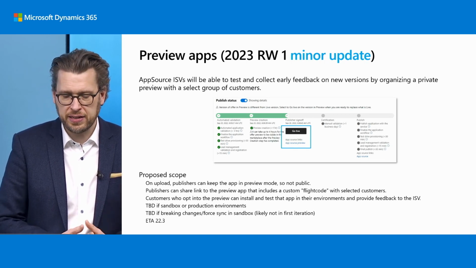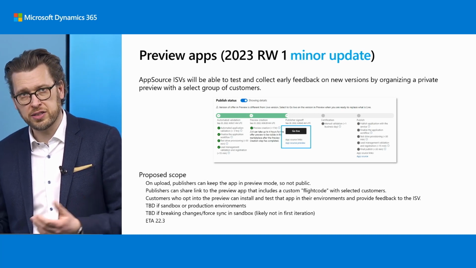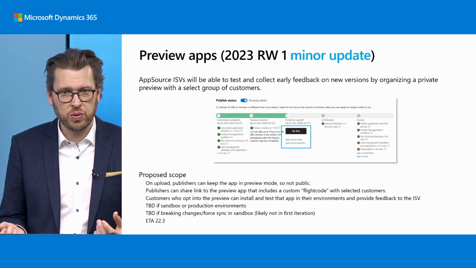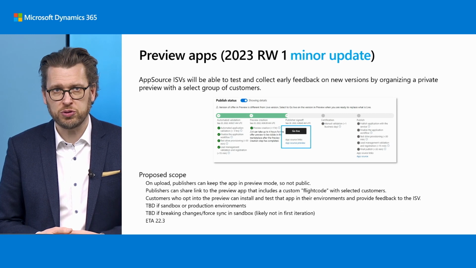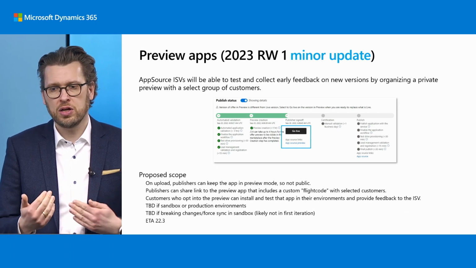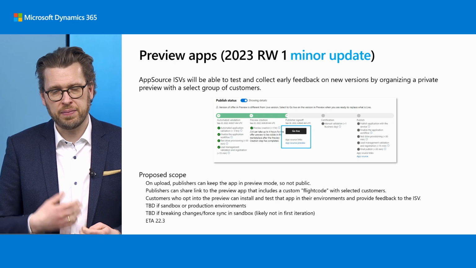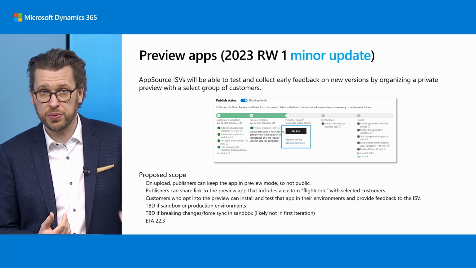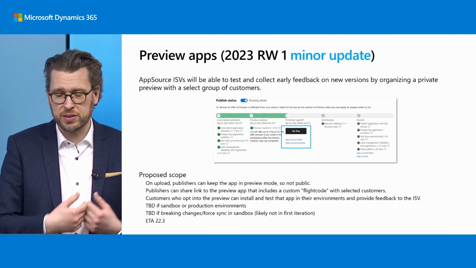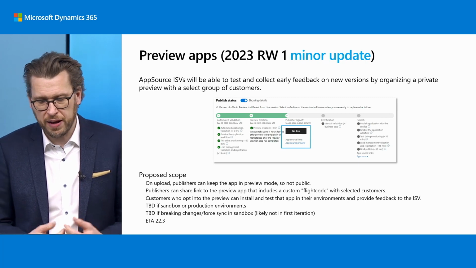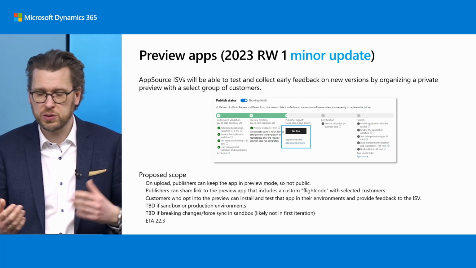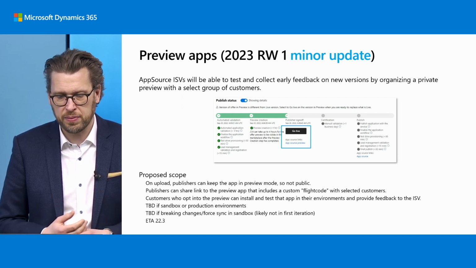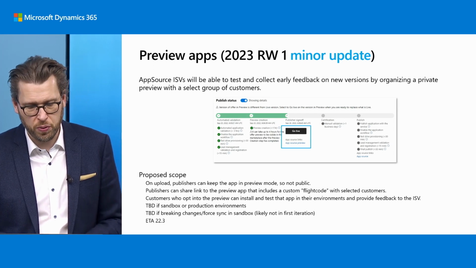We have not decided yet whether we want to support this on sandboxes, production environment, or both, as well as how finished we want the preview apps to be, right? Whether you are allowed to try something out in the preview app and then make a breaking change between preview apps. That also depends a little bit on whether we support it in production environments or not, because if we support it in production environments, there of course needs to be an upgrade path. But I have to say, likely in the first version, we will not support these breaking changes, but it's still a little bit TBD. And sometime in the minor update, likely 22.3 or 4.